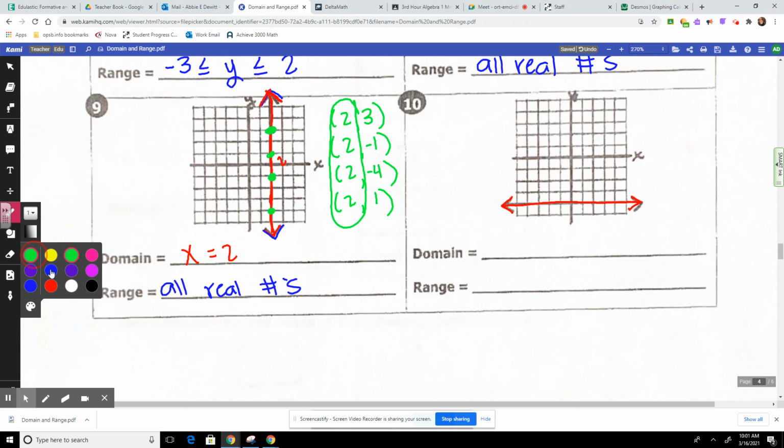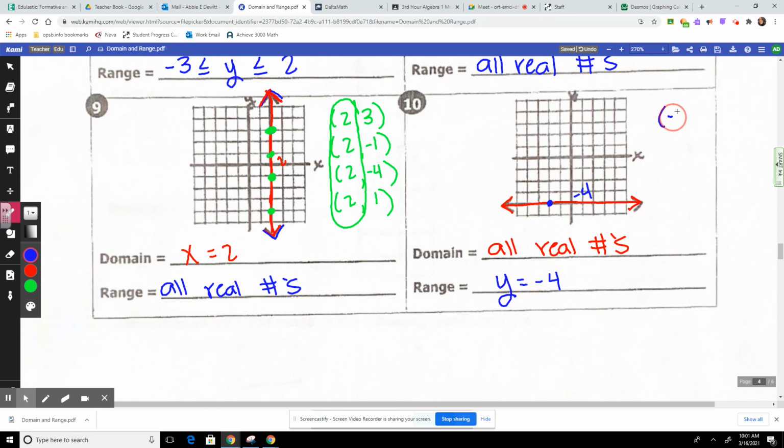Over here on number 10, I have left and right as being forever and beyond to the left and forever and beyond to the right. So my domain here is all real numbers because it covers all numbers to the left and all numbers to the right. However, my range going up and down, it neither goes up or down. It covers all values where y is negative 4. So it's all values where y equals negative 4.